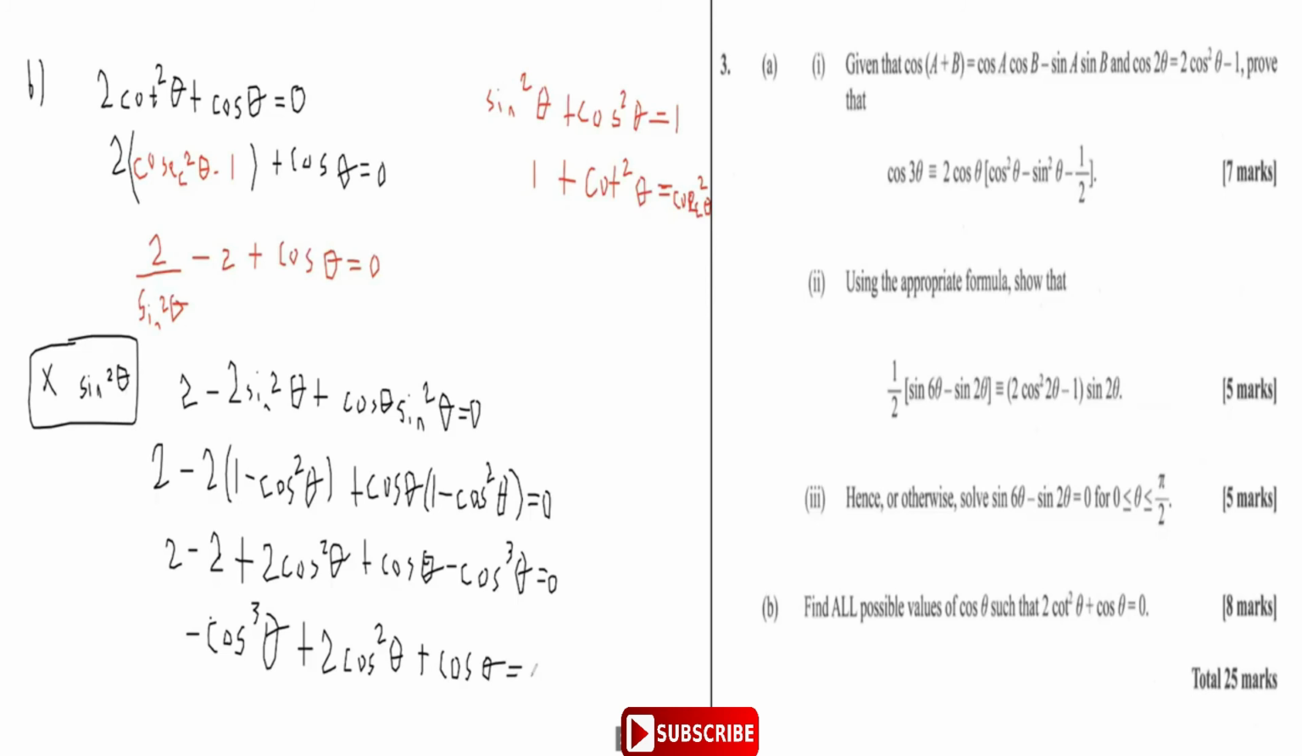Now I'm going to divide through by -1, because I don't like when my first term is negative. So I'm going to divide through by -1 to rewrite it as cos cube theta minus 2 cos squared theta minus cos theta is equal to 0. Okay, now we're almost finished. I really don't want to go to a new page, so I'm just going to take away these and make some space.